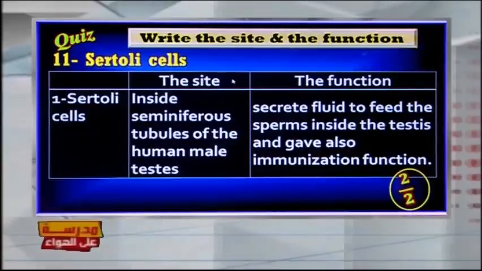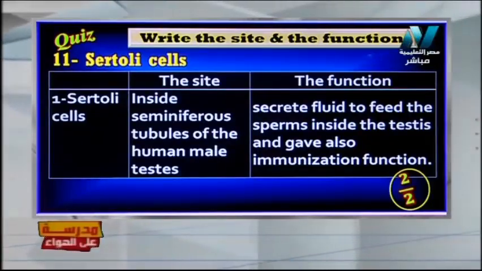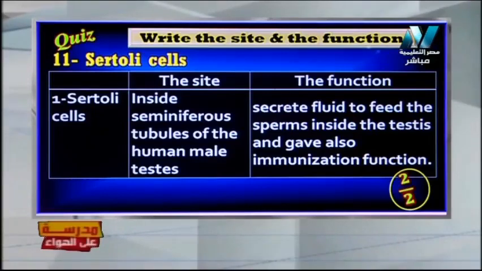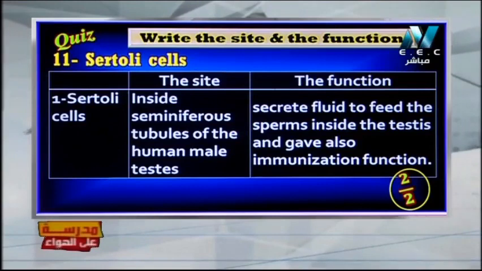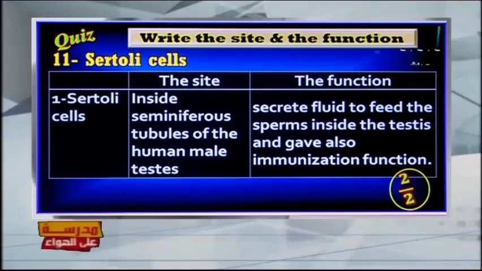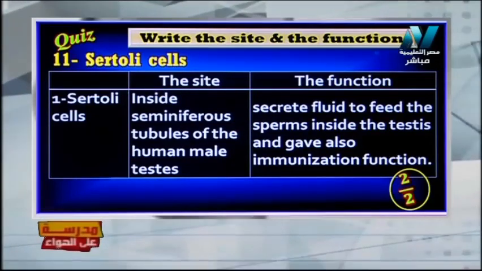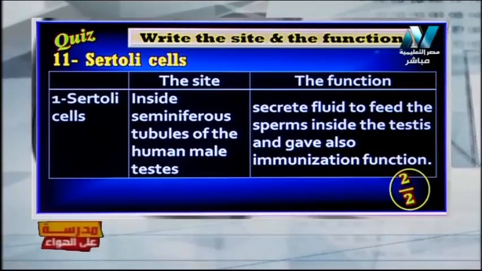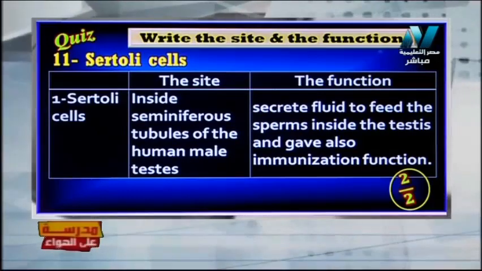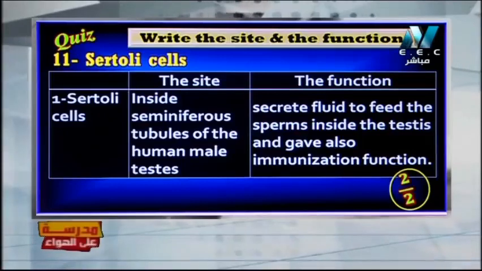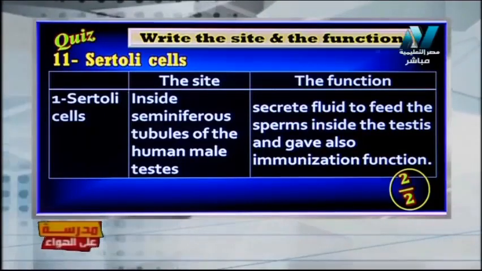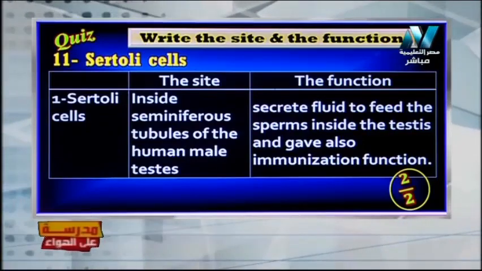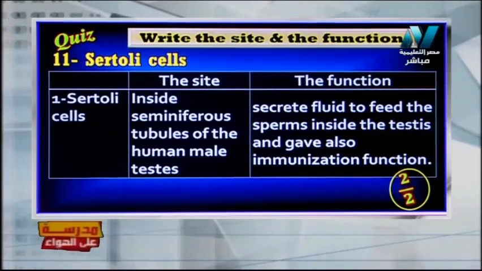طبعا نشوف الاجابه. السيرتولي سيلز بنعمل تيبل طبعا لما نيجي نجاوب، هيقول لك سيرتولي سيلز الـ site inside the seminiferous tubules of the human male testes. لكن الفانكشن بتاعته secrete fluid to feed the sperms inside the testes and give also an immunization function. الحقيقه في الفانكشن خد بالك ان هو بيعمل nutritive substance or secrete fluid to feed the sperms، لكن كمان ما ننساش ان عندها immunization function to the sperms.